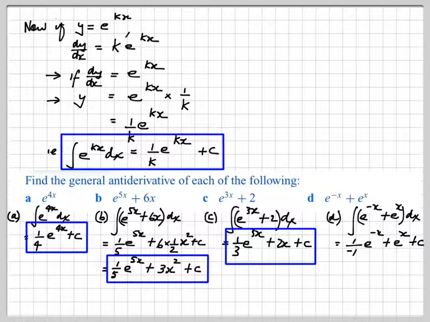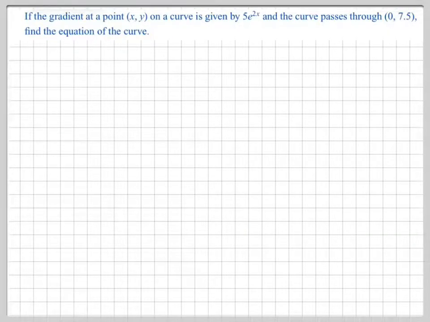See, for that first term the k was minus 1, so it's 1 over k times e to the kx, if you get my meaning. And there it is, cleaning up a little bit: minus e to the minus x plus e to the x plus c for you and me, and that's beautiful.